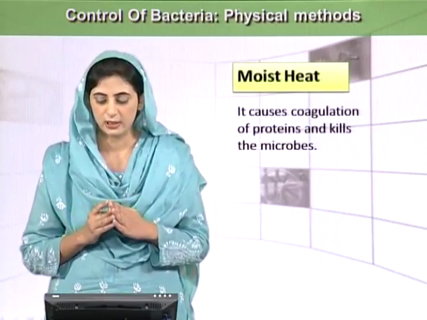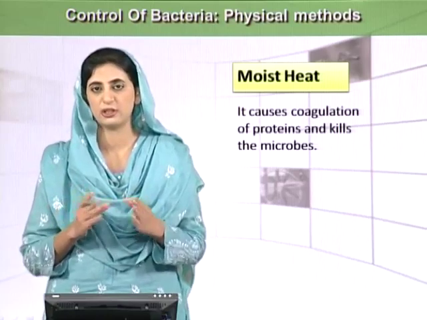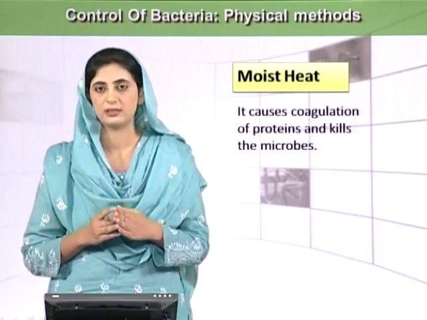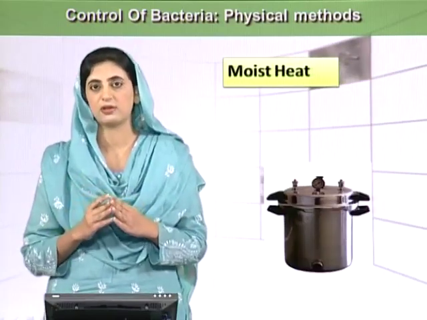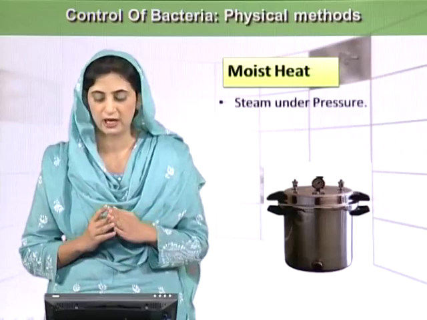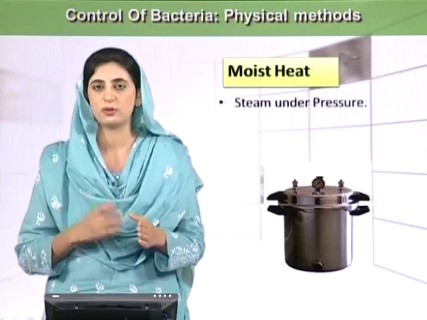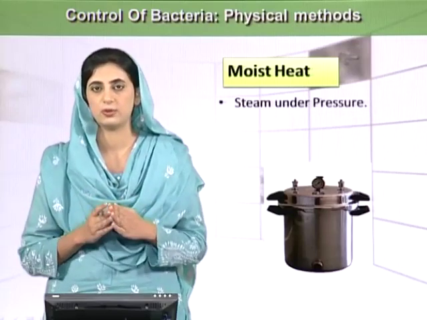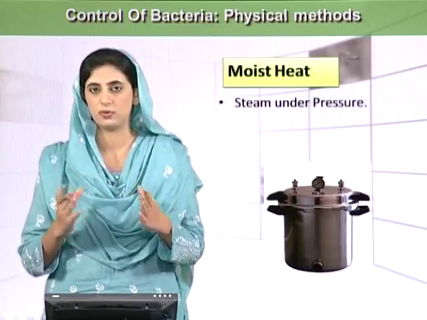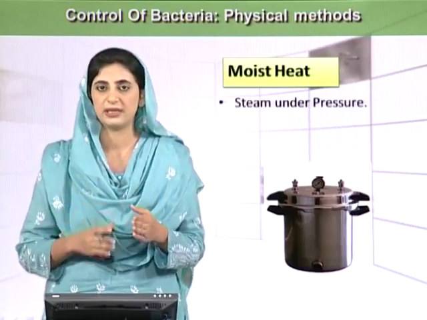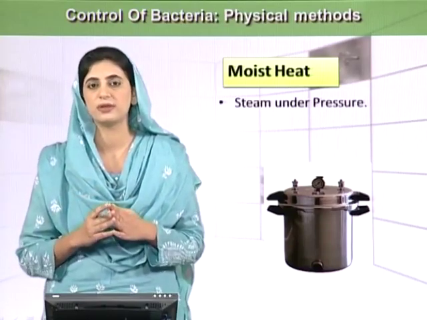Moist heat actually causes coagulation or thickening of protein, और जिससे protein functioning halt हो जाती है and it eventually kills the microbe. Talking about the types of moist heat, firstly we have steam under pressure. We know the example of the autoclave, or the most common example, a pressure cooker used at home. The basic principle is that the boiling point of water is increased inside the pressure cooker or autoclave, और जिसकी वजह से temperature of steam भी increase हो जाता है.